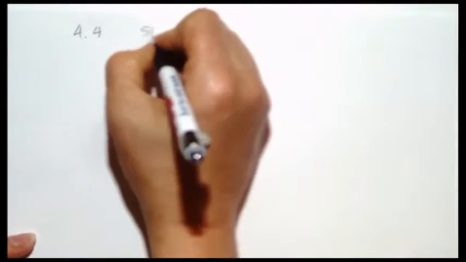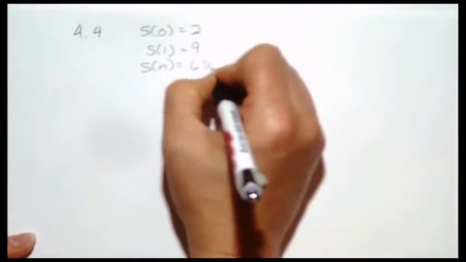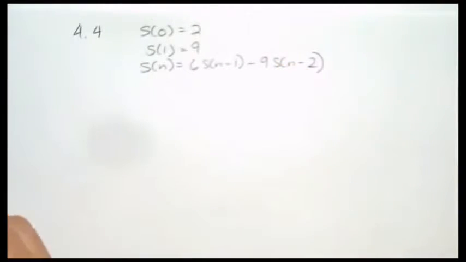So by the way, I'm doing problems that are already worked in the packet so you can look them over again. So we're going to do example 4.4. S of 0 equals 2, S of 1 equals 9, S of n equals 6 S of n minus 1 minus 9 S of n minus 2.